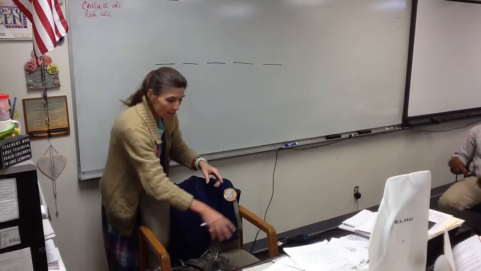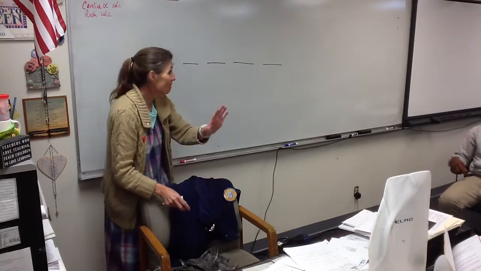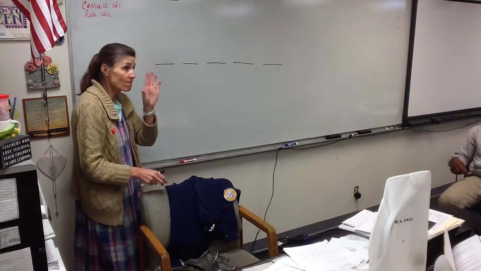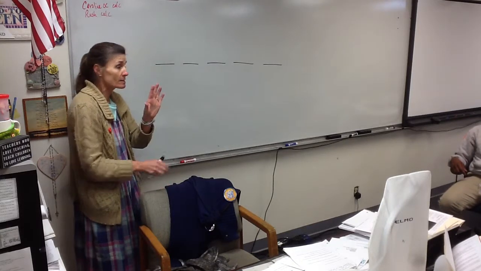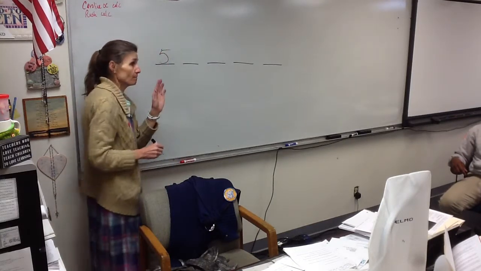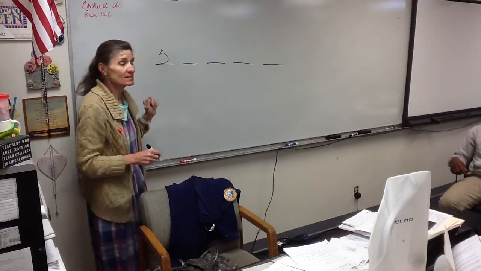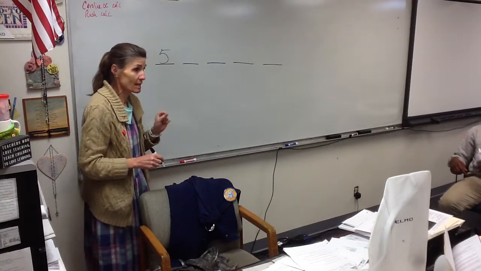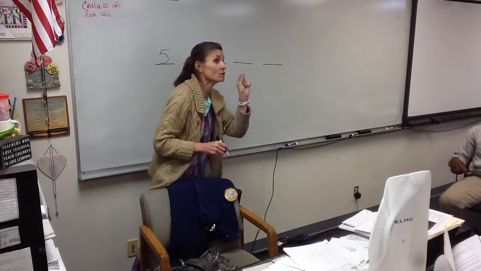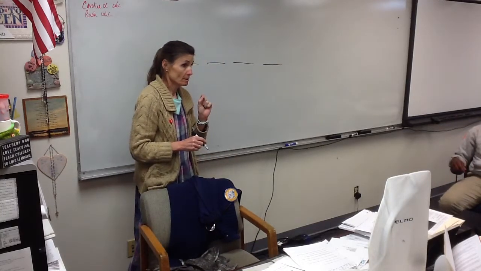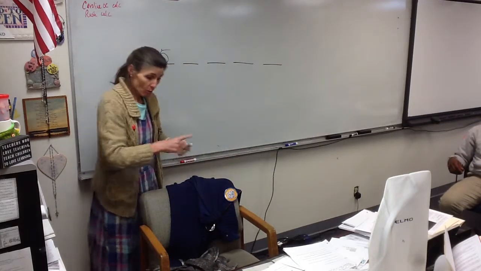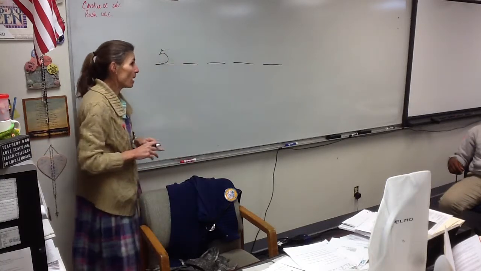How many choices of books do I have? I'm going to pick one, but how many do I have to pick from? 5. So there are 5 options for this first slot. Now that 5 does not mean I'm putting 5 books there. It means I have 5 choices. Got it? So I grabbed a book and I put it in that spot.